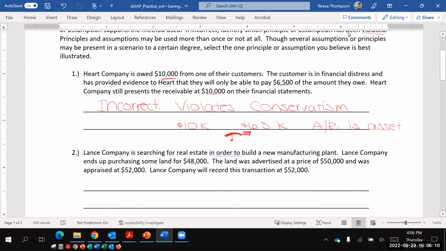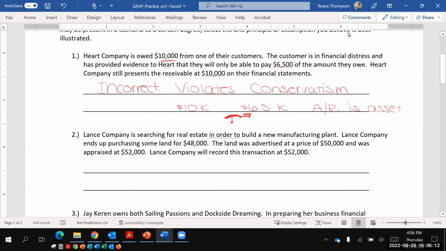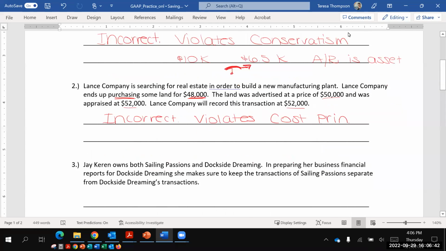Okay. Number 2, Lance Company is searching for real estate in order to build a new manufacturing plant. They end up buying some land for 48. The land was advertised at 50, appraised at 52. So the company is going to go ahead and record it at 52. So again, does that seem correct? It's not. It violates the cost principle, which says to record assets at the amount that you end up paying. So here they purchased for 48. That's what the land should be recorded at.